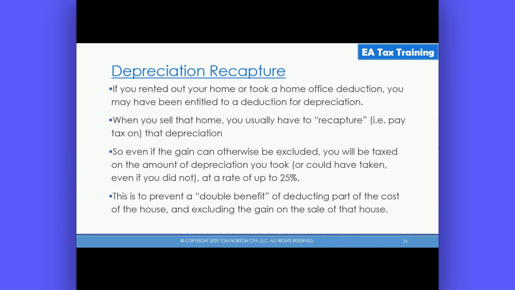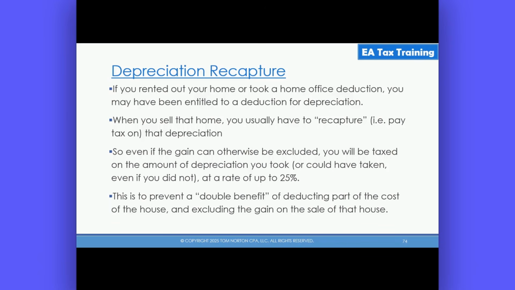So even if the gain was otherwise excluded, so you met those requirements for excluding the gain, you're still going to have to be taxed on the amount of depreciation that you took. We call that recapturing the depreciation. And the tax on that is your ordinary rate up to 25%. So this was another asterisk item on that capital gains chart. This is a gain on what we call Section 1250 property, and it is taxed at a maximum of 25%.